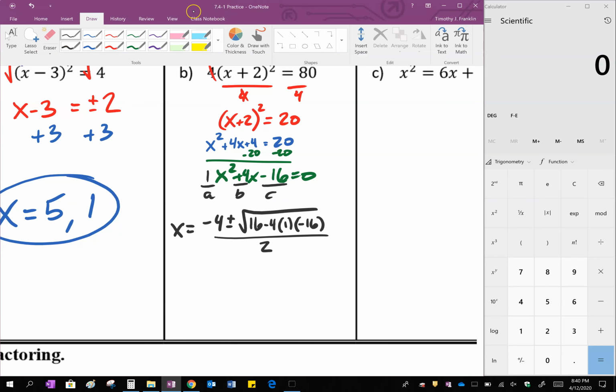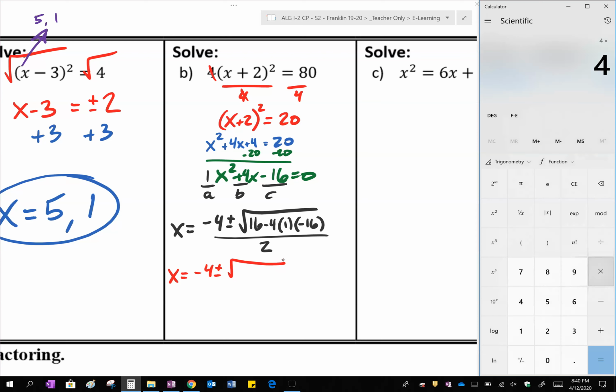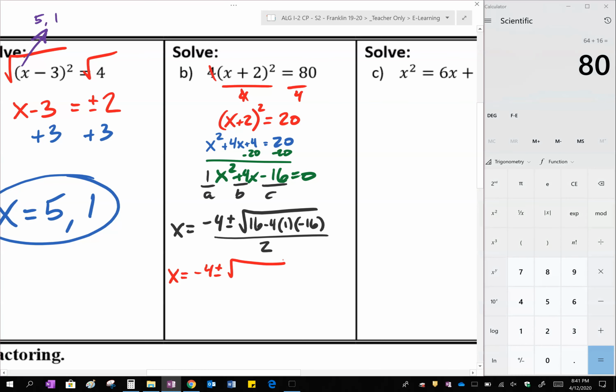Okay, now let's do some simplifying here. Negative 4 plus and minus the square root of, well, 4 times 16 is 64, right? So we have 16 plus 64 because we got 2 negatives in there. So 16 plus 64 is 80. So negative 4 plus and minus the square root of 80 over 2.